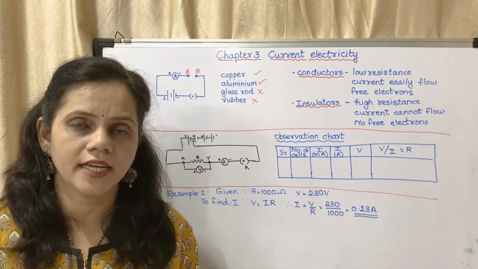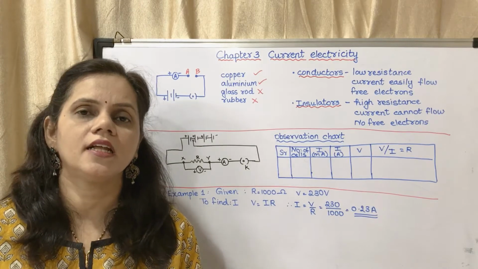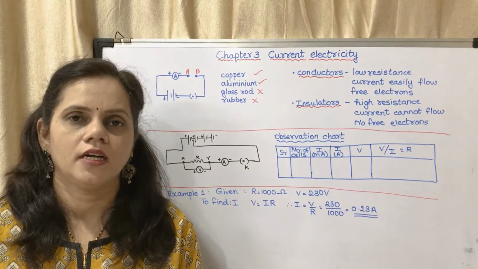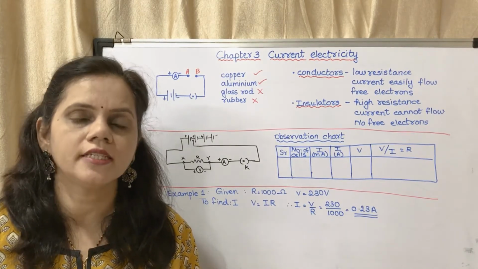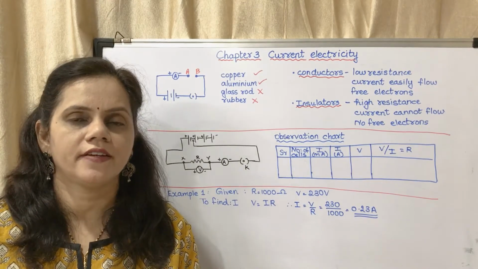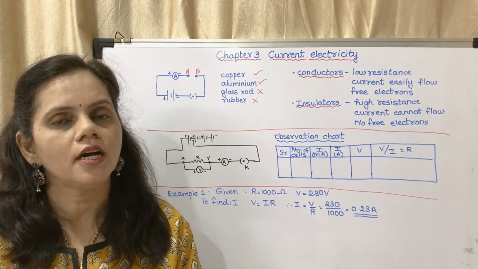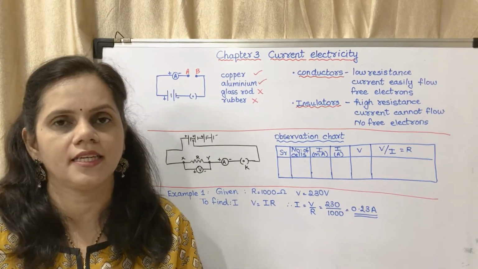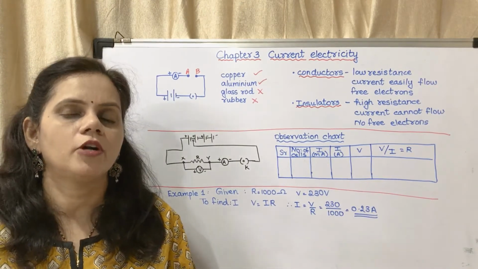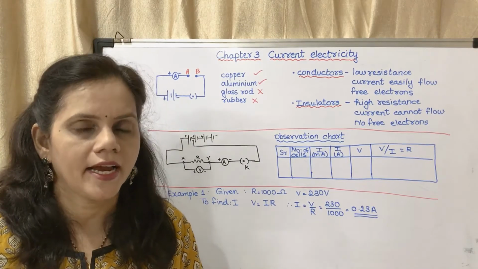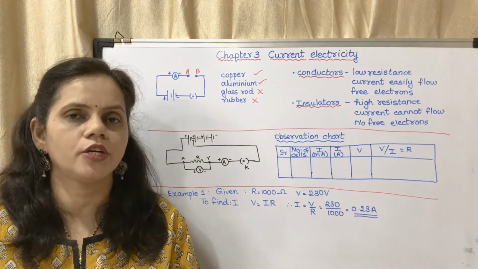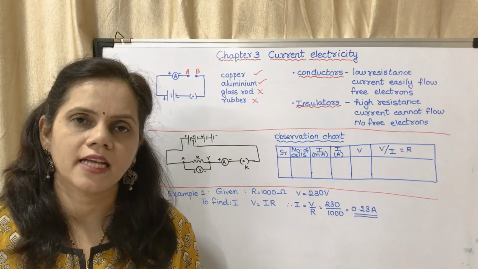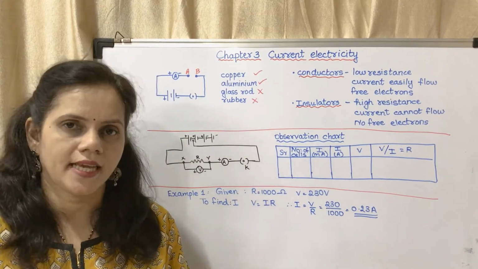It states that if the physical condition of a conductor remains constant, then the potential difference is directly proportional to the current passing through the conductor, or vice versa, the current passing is directly proportional to the potential difference between its ends. That means I is proportional to V. Now this has been proved in this experiment.